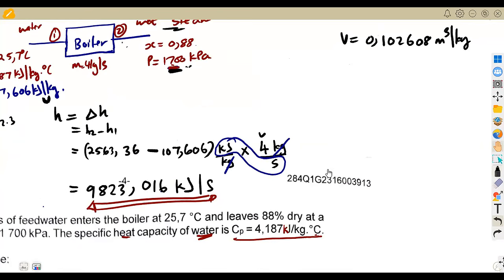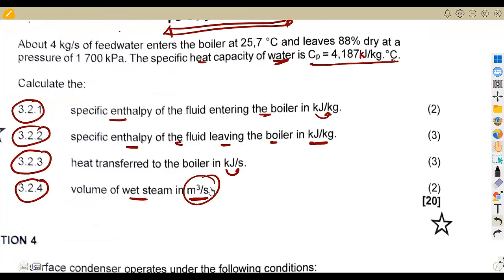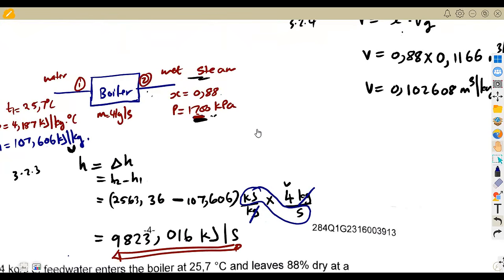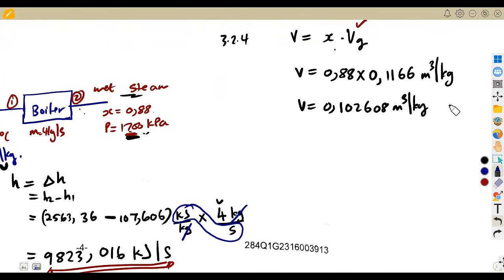But here it says this is supposed to be in cubic meters per second. What is it that carries per second? The only part that has this is the mass, which is kilograms per second. In order for us to obtain cubic meters per second, we must multiply by something measured in kilograms per second. We have cubic meters per kilogram, so if we multiply by kilogram per second, the kilogram cancels and we are left with cubic meters per second. So we are supposed to multiply this by the mass.